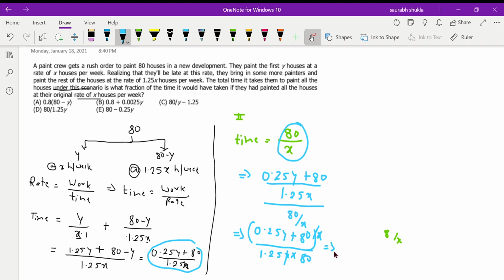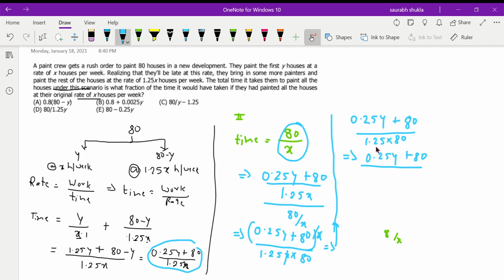Okay, so now you are left with, let me just write it down here so that it will be more clear to you. So now you are left with 0.25y plus 80 divided by 1.25 into 80. Now what is 1.25 into 80? Multiply. So what will you get? 0.25y plus 80, and this is going to be equivalent to 12.5 into 8. So what is 12.5 into 8? So that will be 100.